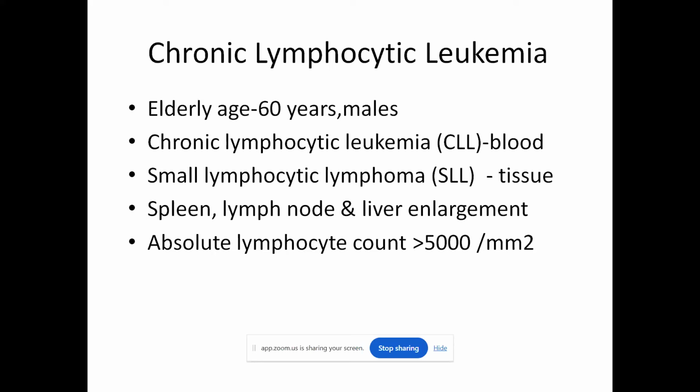Then we will see chronic lymphocytic leukemia, or CLL/SLL. So what is the age group here? The elderly patients, usually the mean age is 60 years, and males are commonly affected. What is the difference between CLL and SLL? If the malignant cells involve the tissue, that is called small lymphocytic lymphoma, and if the malignant lymphoid cells are seen in the peripheral blood and marrow, that is called chronic lymphocytic leukemia. In later stages, the spleen, lymph node and liver will be enlarged. The absolute lymphocyte count should be more than 5000 per cubic millimeter.